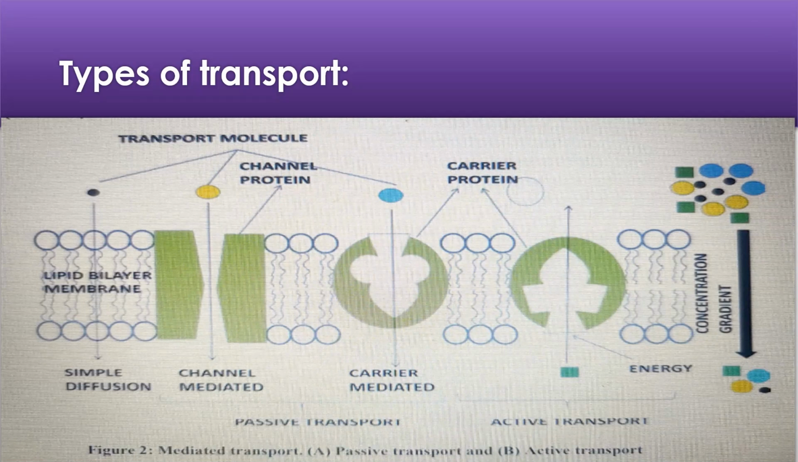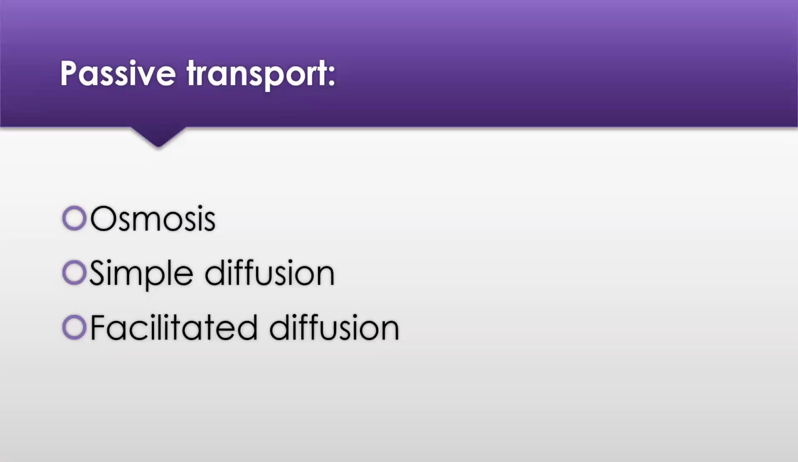Now we will discuss passive transport in detail. Passive transportation can occur by three different processes: osmosis, simple diffusion, and facilitated diffusion.